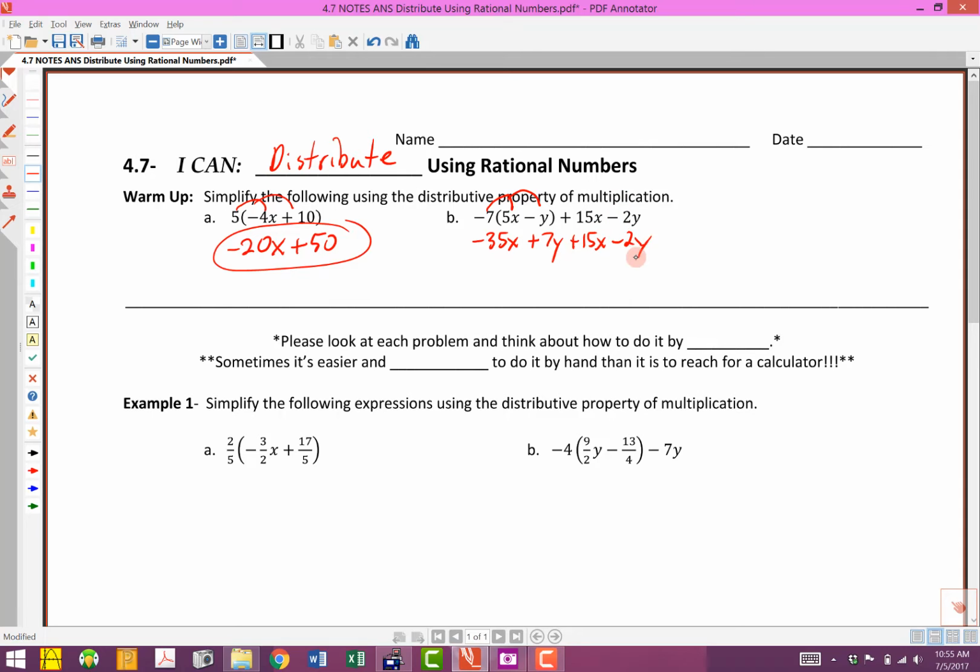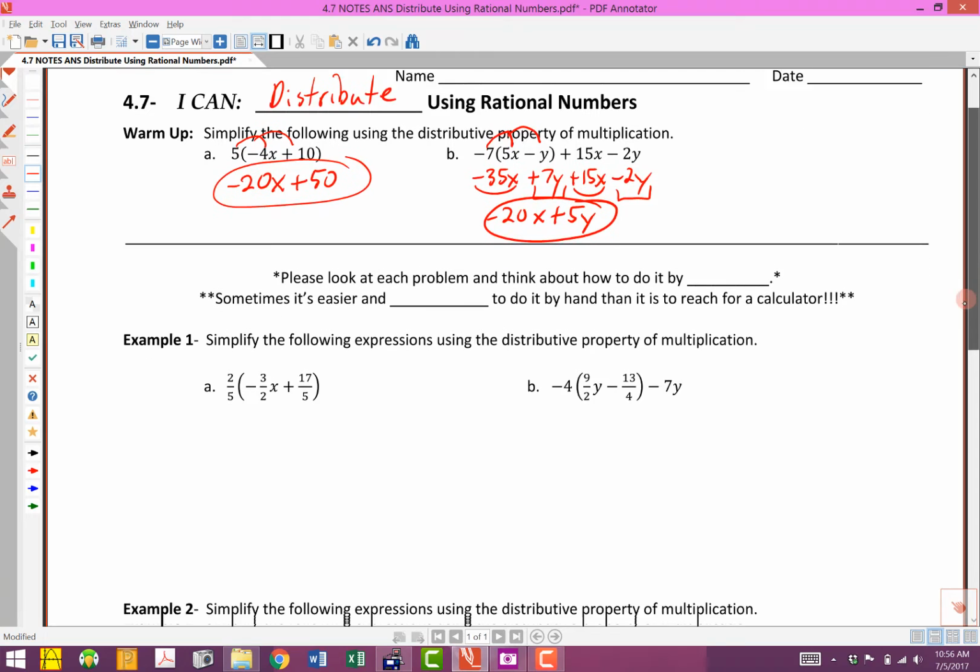And then I'm going to collect like terms. I'm going to put these in order, alphabetically. If I combine the two x terms, the difference there would be 20. The bigger one's negative, so this is negative 20x. And then I'm going to combine the two y terms. They have different signs, so again I'm going to find the difference. The difference is 5 and the bigger one's positive, so this is plus 5y. So there's our answer on that one. Again, good warm-up problem, just to remind you how distributing works with integers.